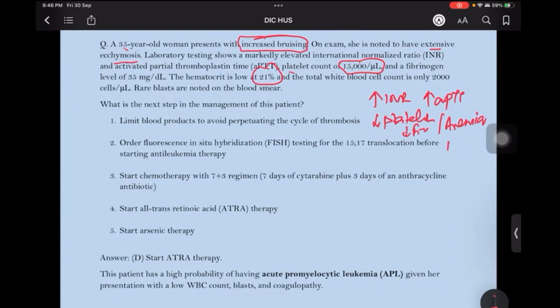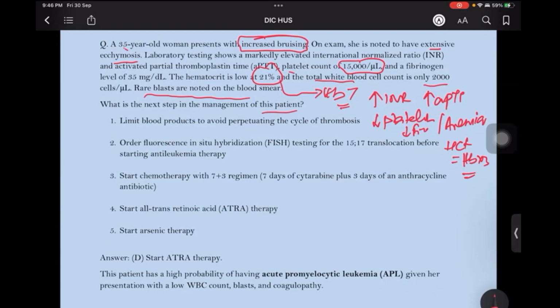By the way, hematocrit is HB into 3. This is the rough equation. So that means from hematocrit, you can say safely that hemoglobin is close to 7. Total white count is only 2,000. Rare blasts are noted on the blood smear. So what is the next step in the management of this patient?